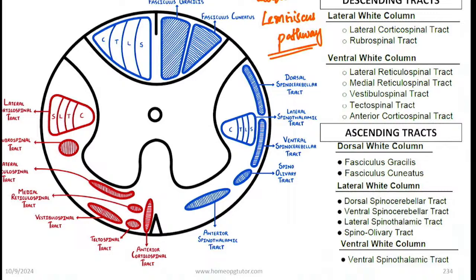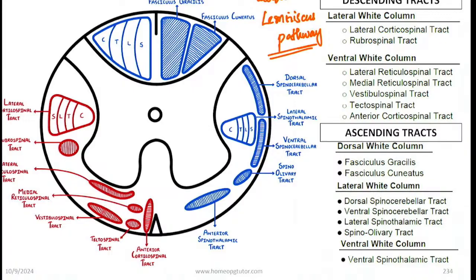So remember, in the dorsal white column we have two, that is fasciculus gracilis and the fasciculus cuneatus, which are a part of a medial lemniscus pathway. Okay, in the lateral white column we have a dorsal spinocerebellar tract, a lateral spinocerebellar tract, a ventral spinocerebellar tract, as well as a spino-olivary tract.